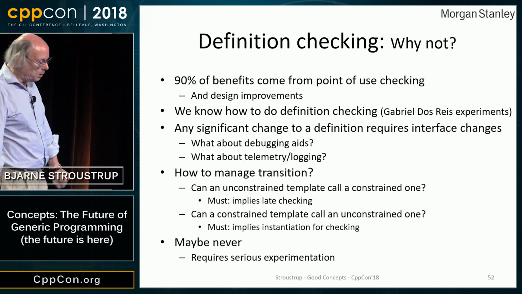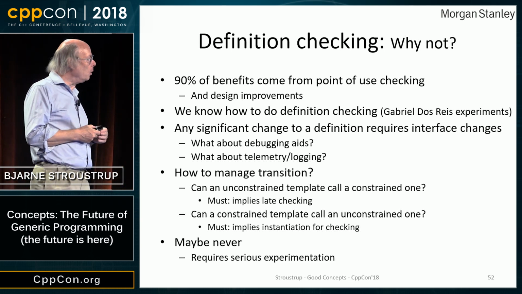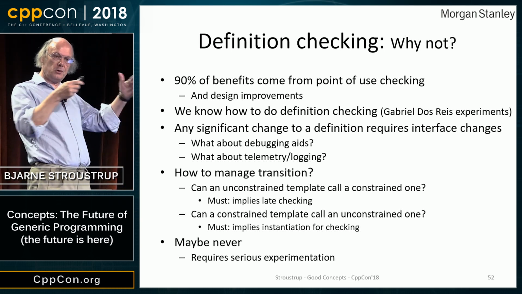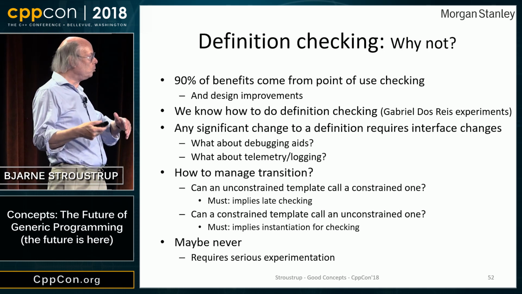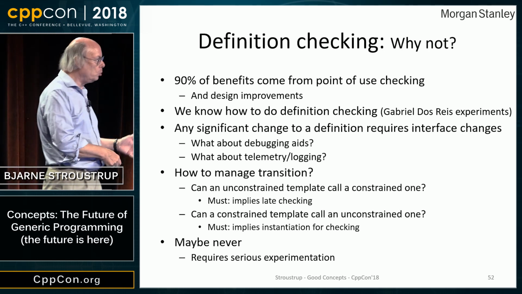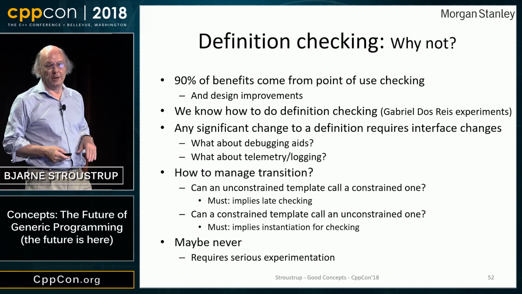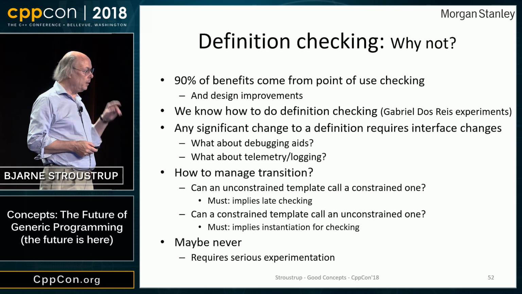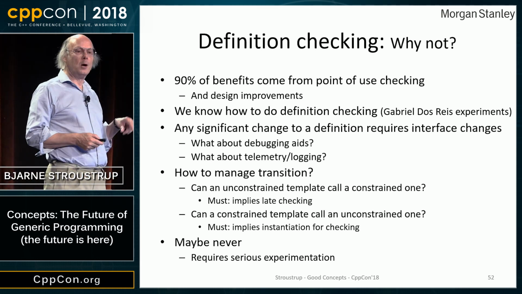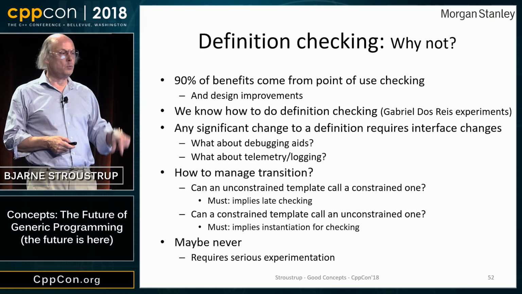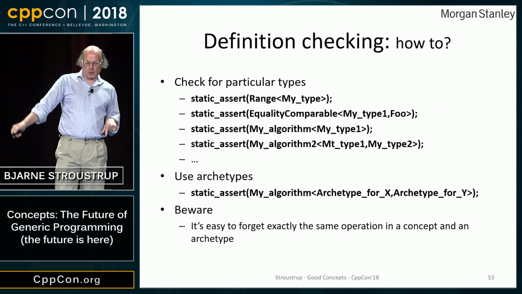So we were beginning to get very worried about how you do a transition from existing code to new code. How do you use old code from new code? How do you use new code from old code? We decided we are not going to touch definition checking for now. This actually requires serious thinking, not just the fact that we know how to do it is not sufficient. Just because you can do something doesn't mean you have to. Okay.